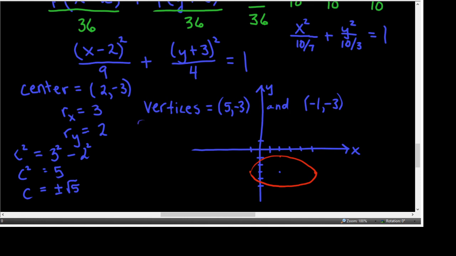Then the foci. Because we went in the x direction to get to the vertices, we're going to go in the exact same direction to get to the foci. In the x direction means we're going to change the x coordinate, so we're going to start at 2 and go right square root of 5 and left square root of 5, so that's plus square root of 5 and minus square root of 5. Comma, -3 won't change. And again, that expression has a plus or minus radical in it, so I do not need for you to write that as 2 separate points as far as I'm concerned.